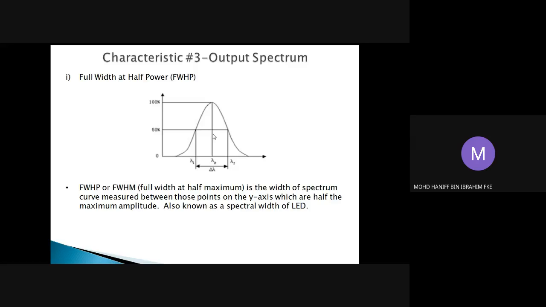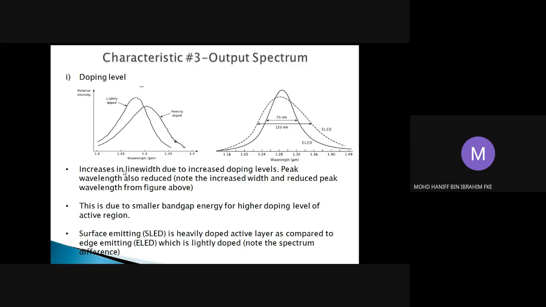So we normally use delta lambda as the symbol for the spectral width. And then we have a spectrum which depends on the doping level. If we have a heavily doped material, there is going to be an increase in the spectral width as opposed to a lightly doped material. So basically the doping level also has an effect on the spectral width values. I put here that with a high doping level, we're going to have a smaller bandgap energy. That should be the case.